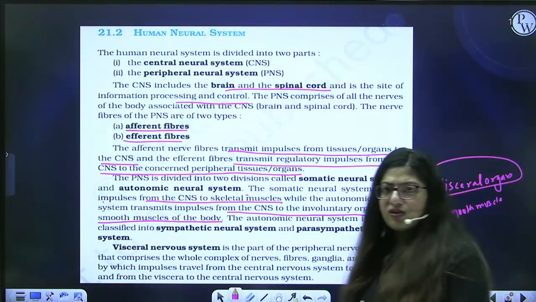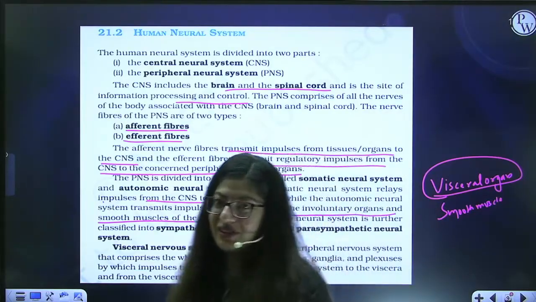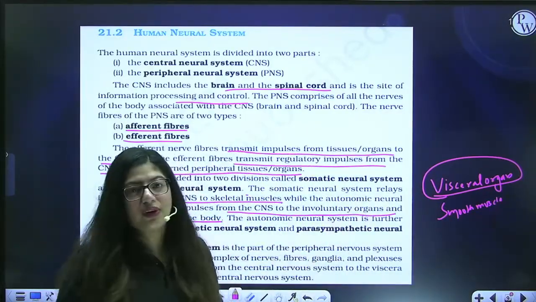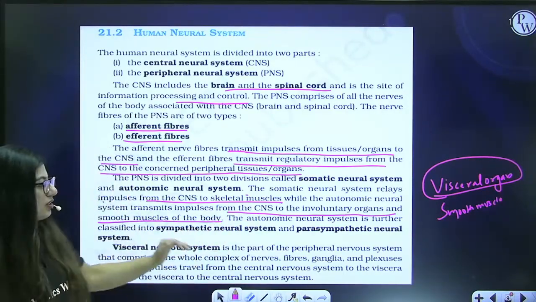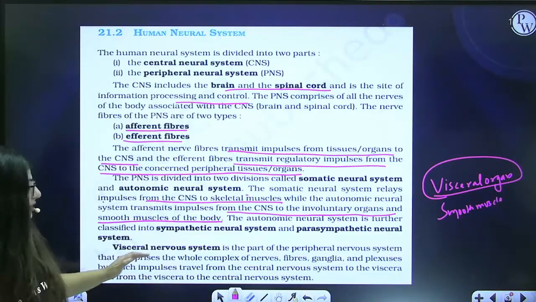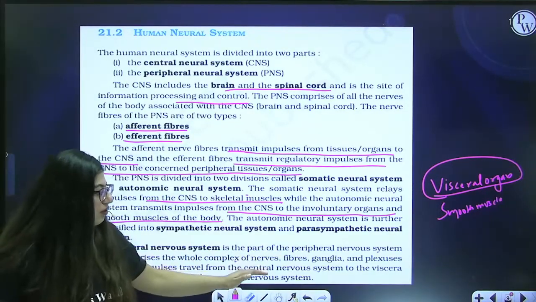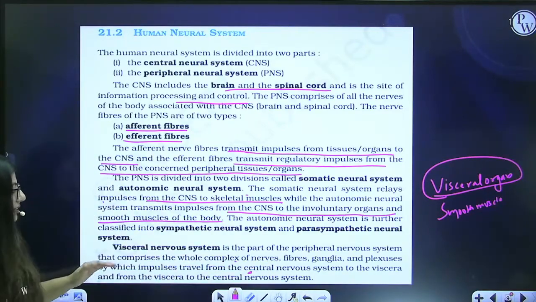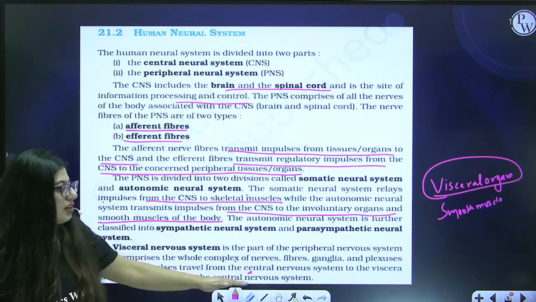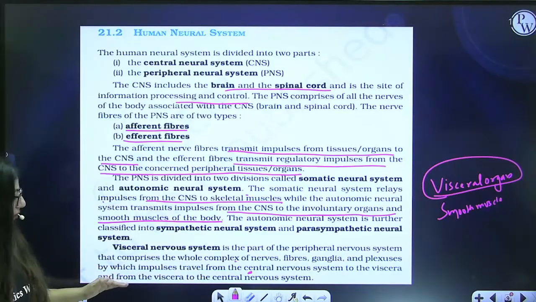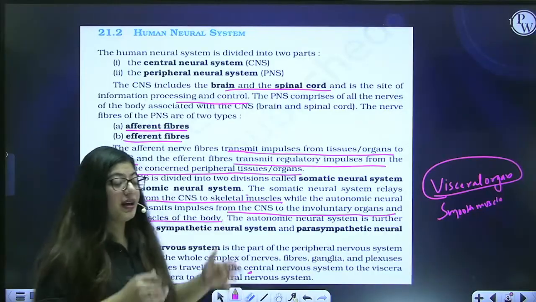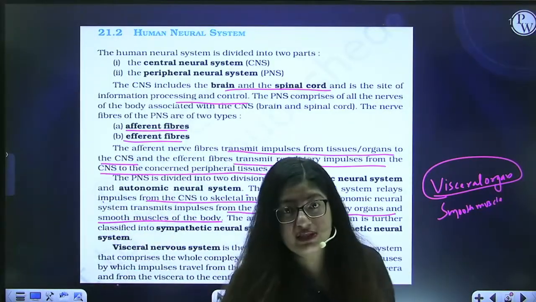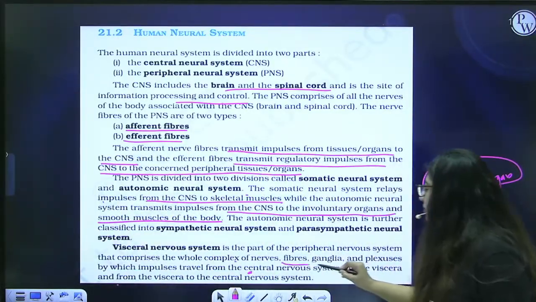Is your gut under your control? No. Are the lungs under your control? No. So they are going to your involuntary organs. Okay. The autonomic neural system is further divided into sympathetic and parasympathetic. The visceral nervous system is the part of the peripheral nervous system that comprises the whole complex of nerves, fibers, ganglia and plexus by which impulses travel from the central nervous system to the viscera, and from the viscera to the central nervous system. So as I've told you, the visceral nervous system is also known as the autonomic nervous system, and it contains fibers, ganglia and plexus.